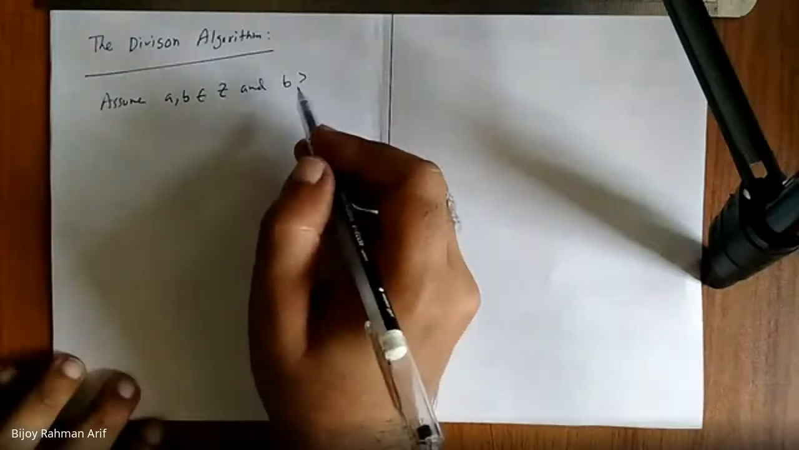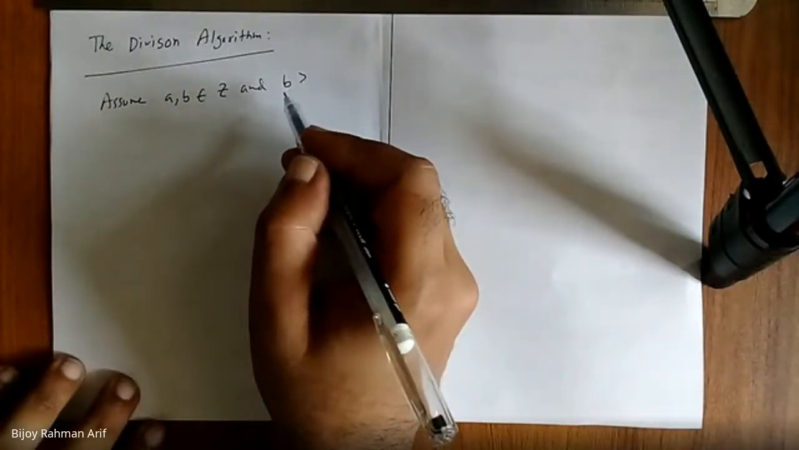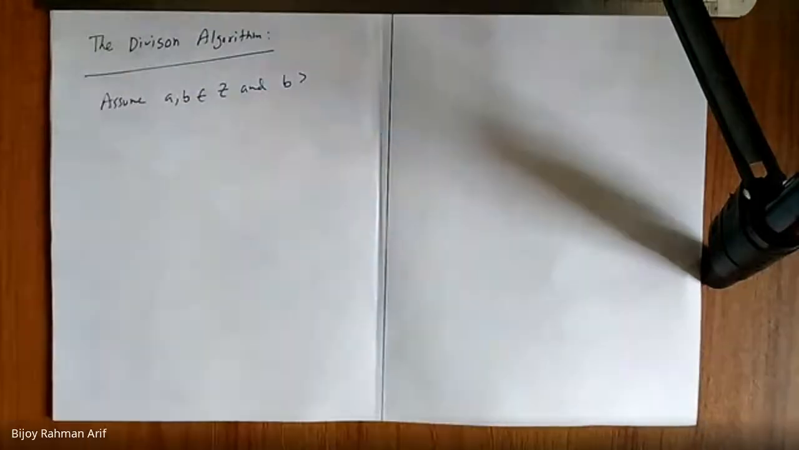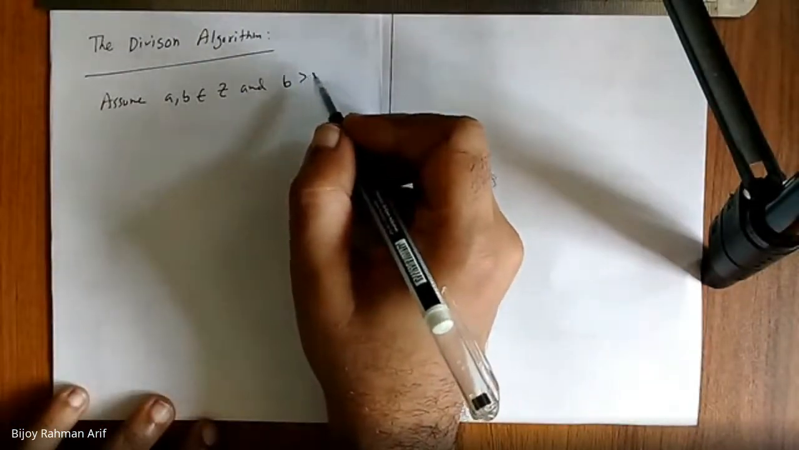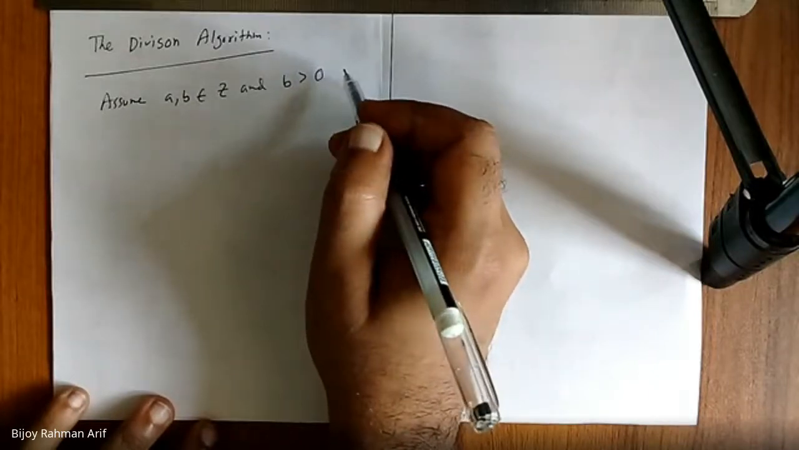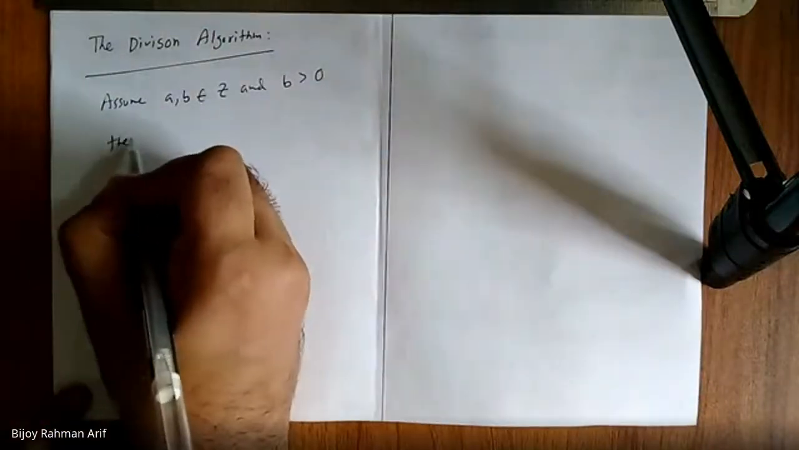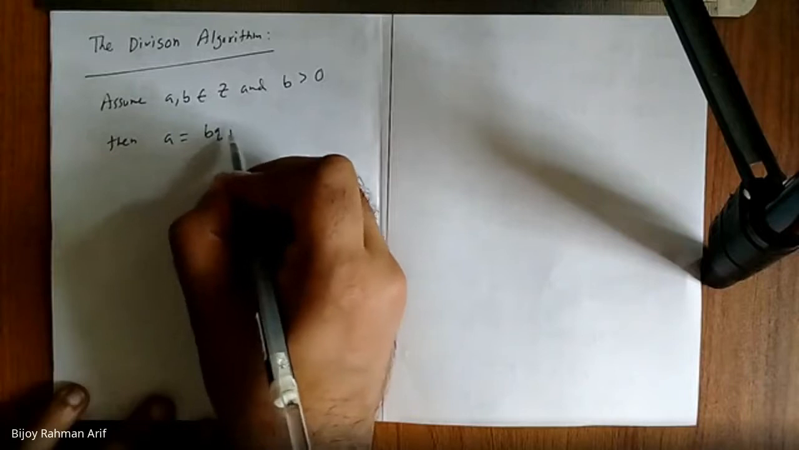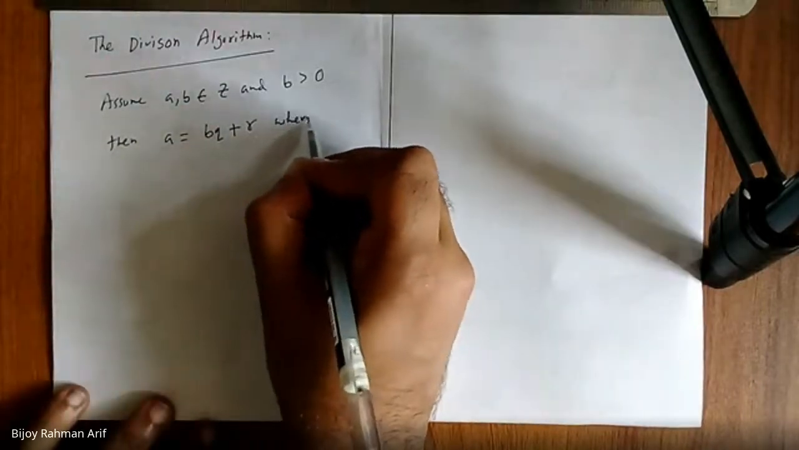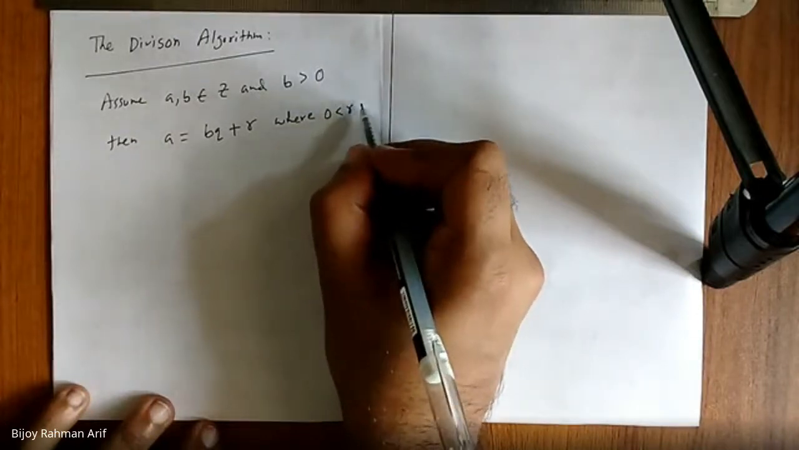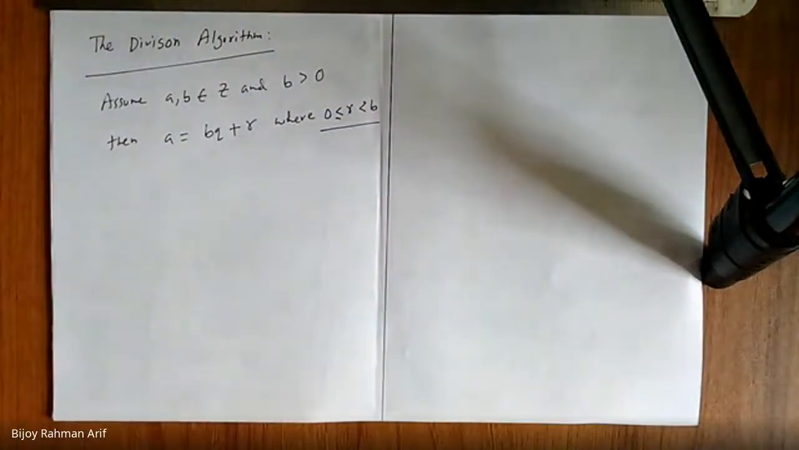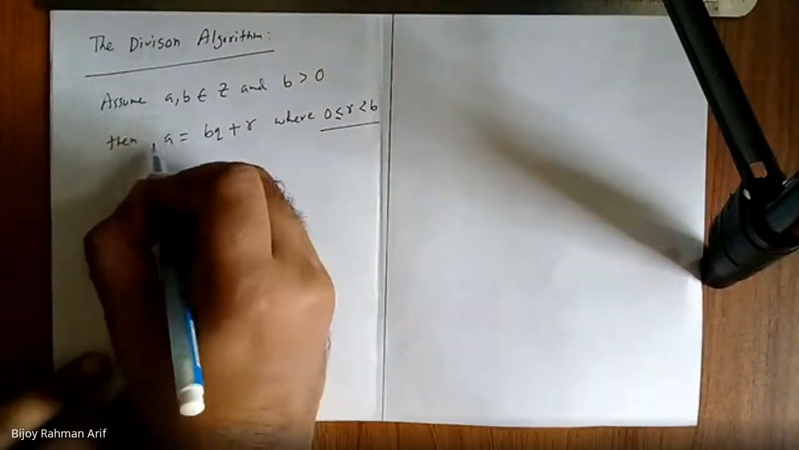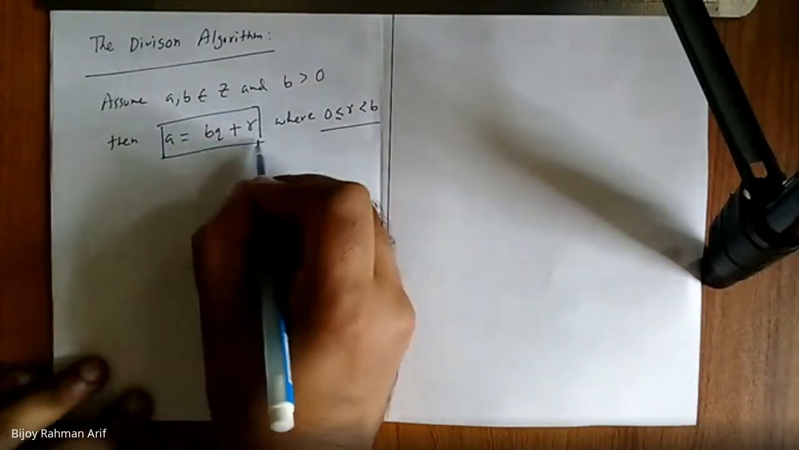Assume a, b belong to Z and b greater than 0, then a equals bq plus r, where 0 less than or equal to r less than b. So this is called the division algorithm. That means any number in Z can be represented like this: bq plus r.